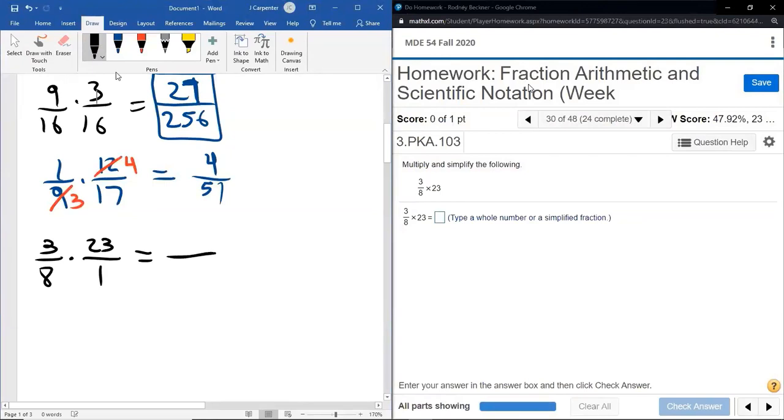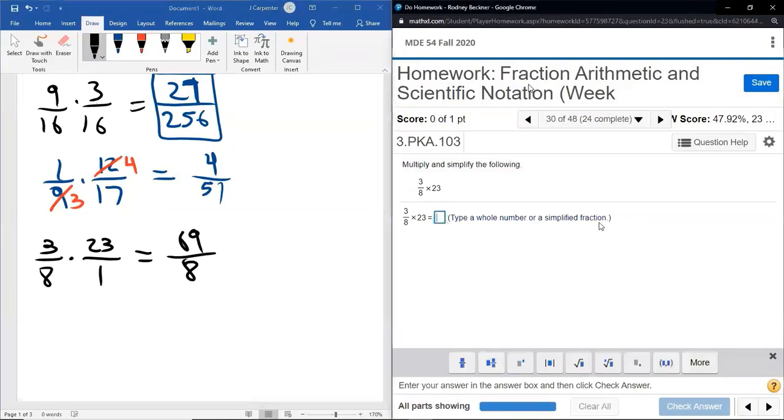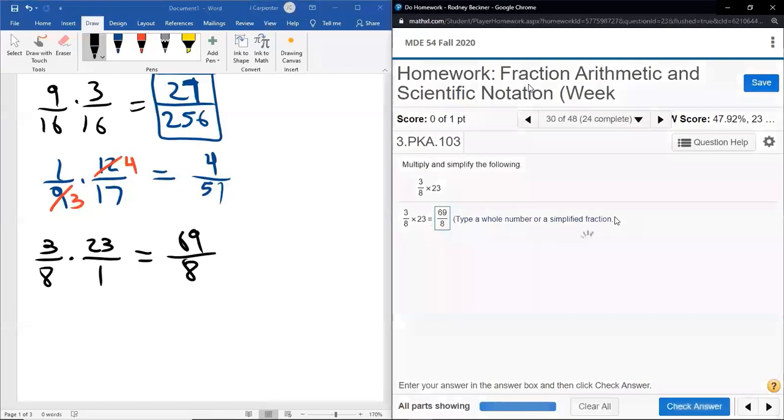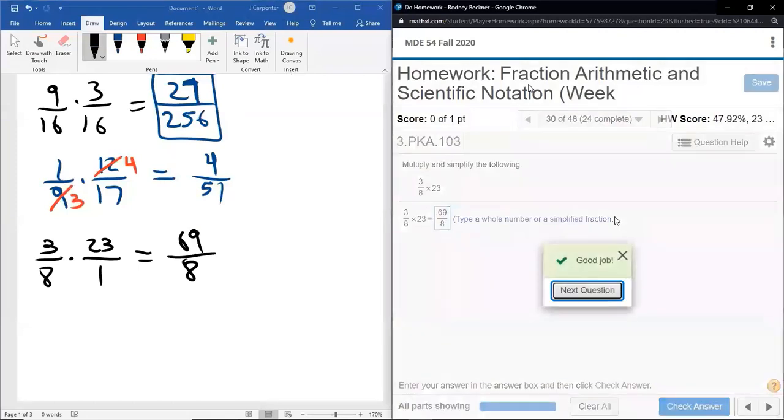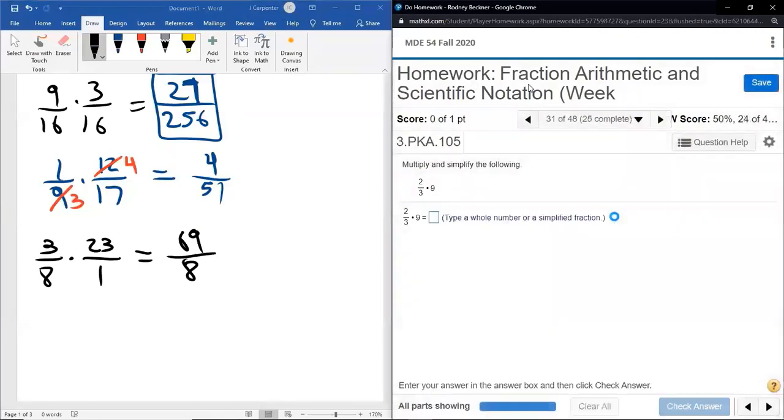Nothing's going to reduce. The 8 times 1 is easier, so I'll do that first. It's 8. Then it's 23, 46, 69. So 69/8. They say to type a whole or simplified fraction. We've already learned that they would probably take a mixed number, but I'm not going to do that conversion because it's just more time, effort, and more mistakes to make.